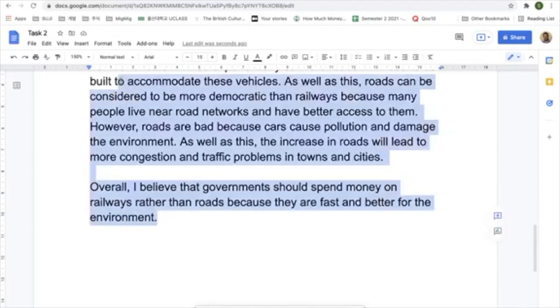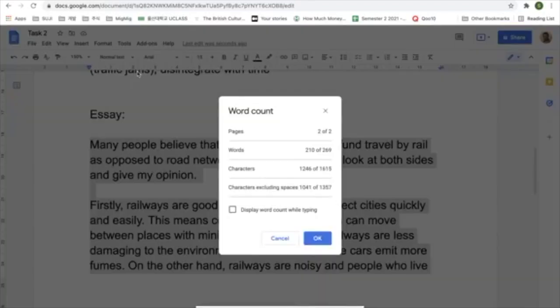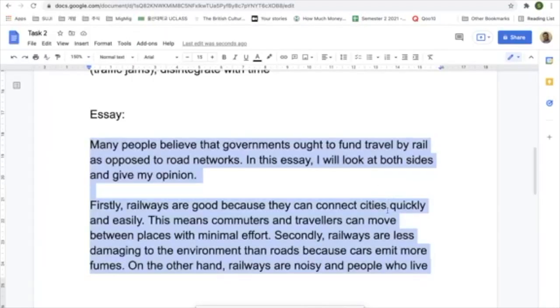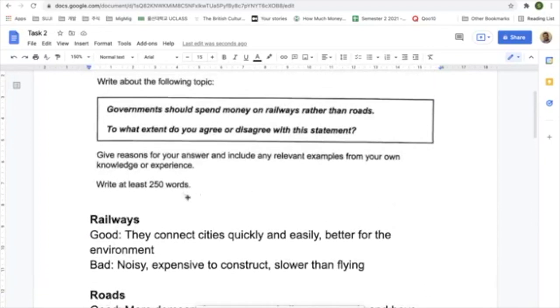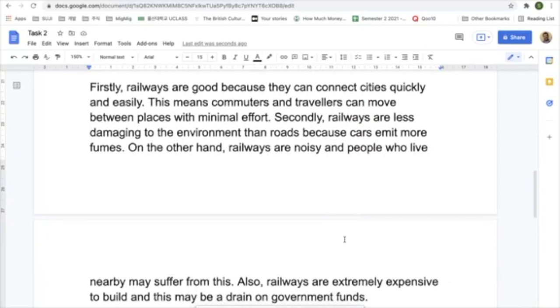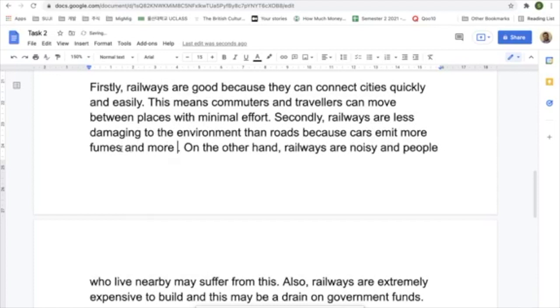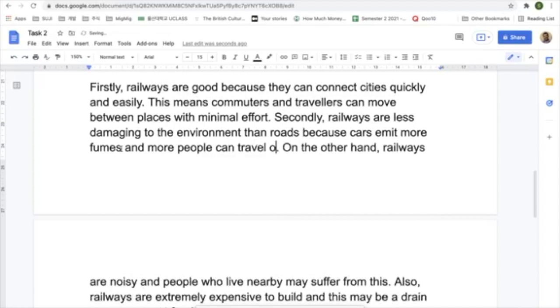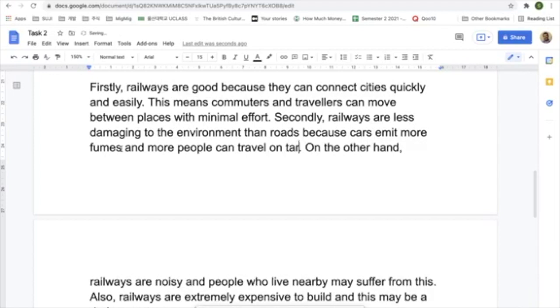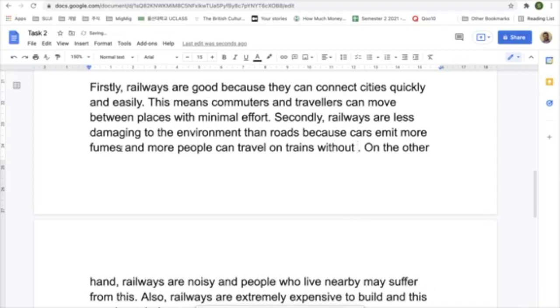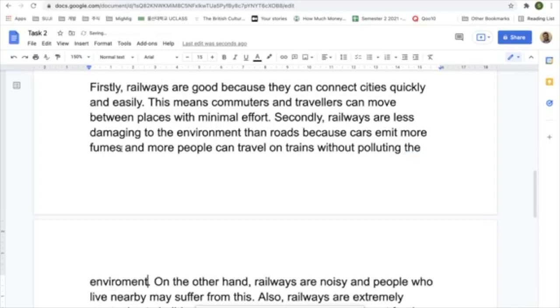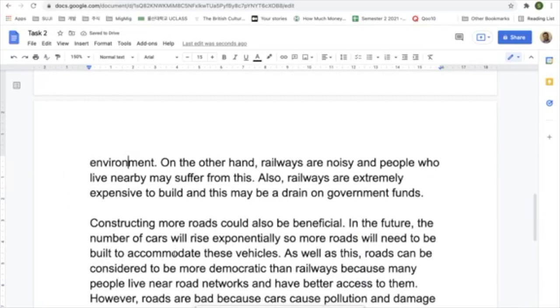Okay, so let's take a look. How are we doing word-wise? Okay, so we've got 210 words, so we're going to have to add a little bit, guys. We're a little bit short of words. Remember, it has to be how many words? 250. So let's bulk it up a bit. So first, railways are good because they can connect cities quickly and easily. This means commuters and travellers can move between places with minimal effort. Secondly, railways are less damaging to the environment than roads because cars emit more fumes and more people can travel on trains without polluting the environment. Okay, so we're just adding some more. We're bulking up our word count.